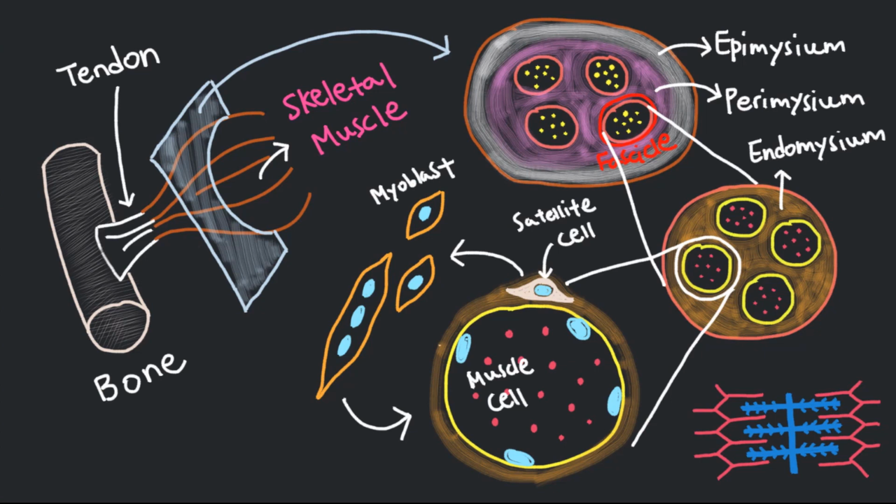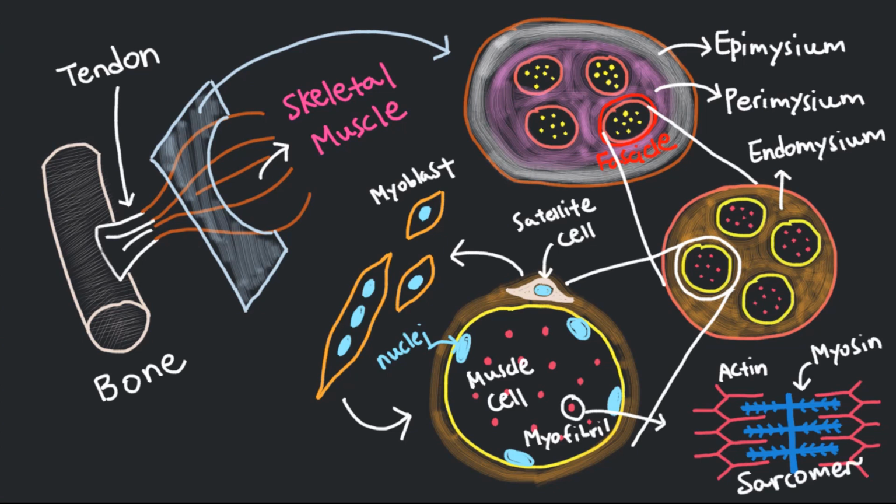Unlike satellite cells, or the majority of cells in the body that contain a single nucleus, the muscle cell, or the muscle fiber, contains hundreds of nuclei as well as hundreds to thousands of myofibrils. These myofibrils consist of thin actin and thick myosin protein filaments organized in repeating units called sarcomeres. These sarcomeres are the smallest functional units, and each myofibril consists of a linear series of thousands of sarcomeres.